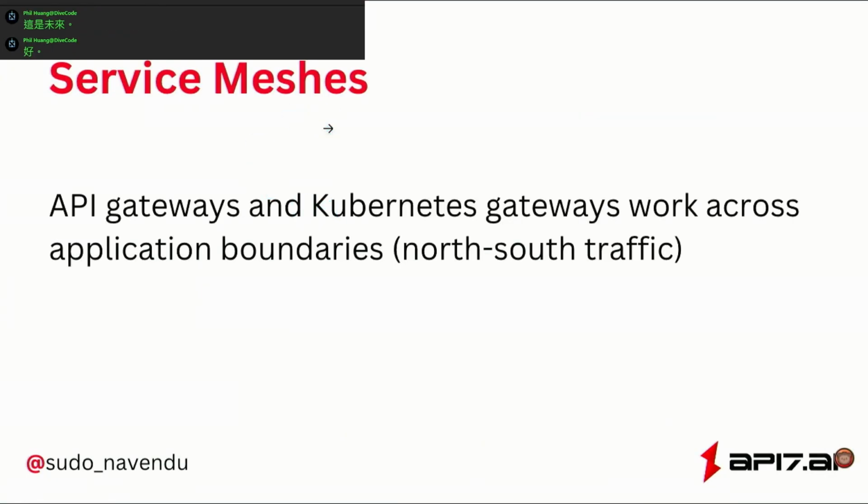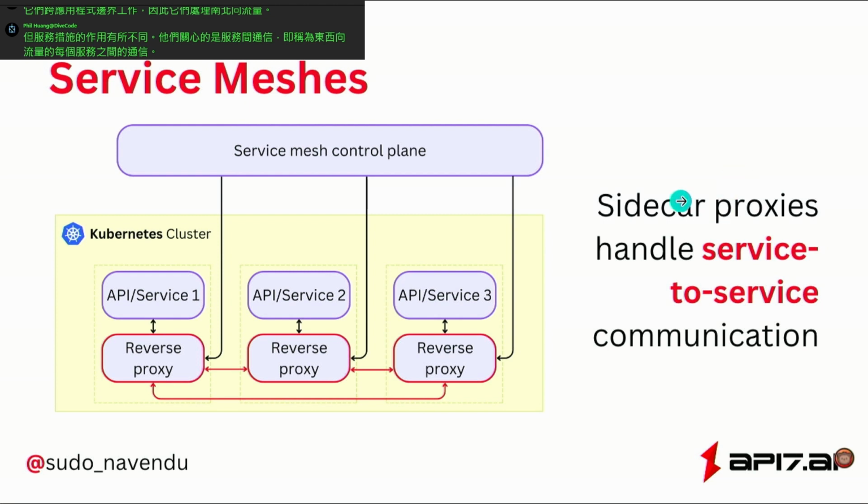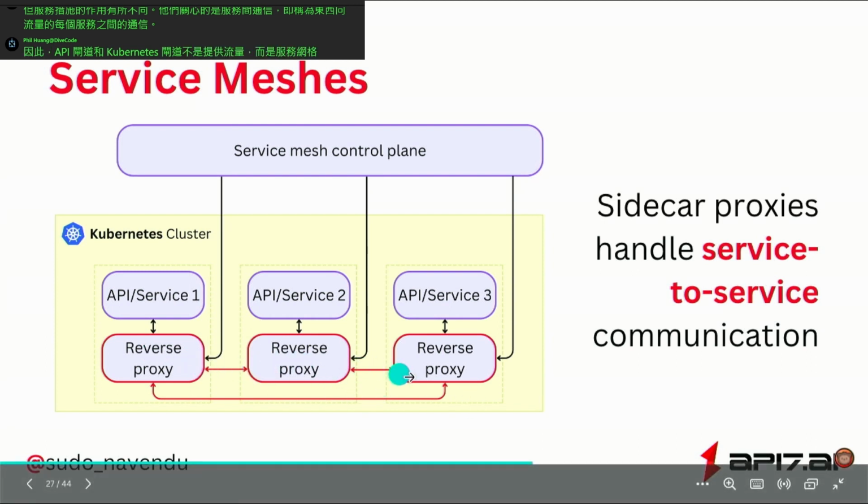So now let's come to service meshes. So both API gateways and Kubernetes gateways had a lot of similarities, as we discovered. They work across application boundaries, so they handled north-south traffic. But service meshes do something different. They are concerned about inter-service communication, which is between each service. That is called east-west traffic. So an API gateway and Kubernetes gateway did north-south traffic, but a service mesh does east-west traffic control.